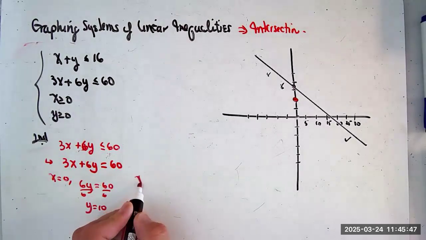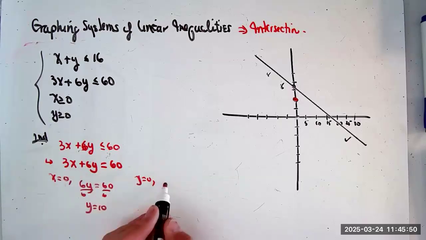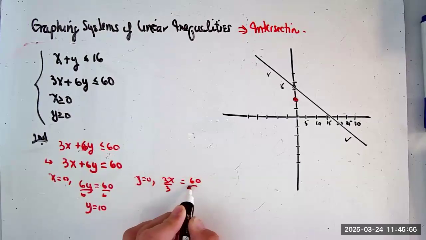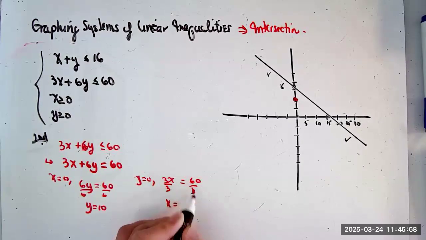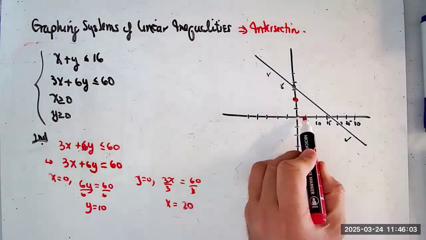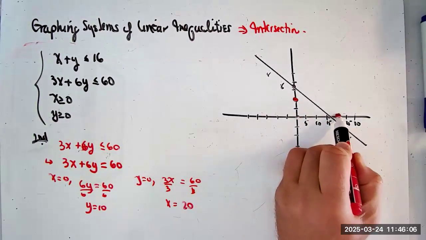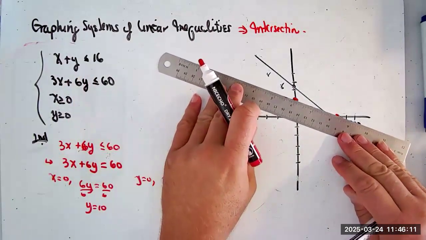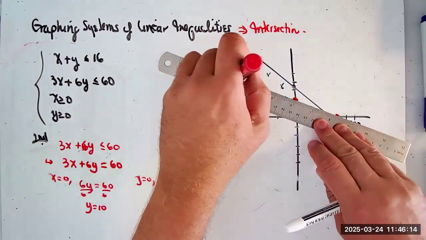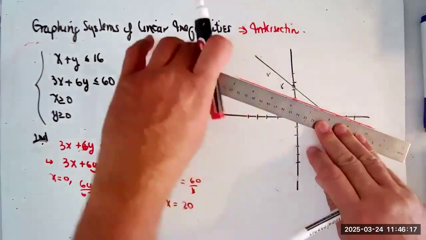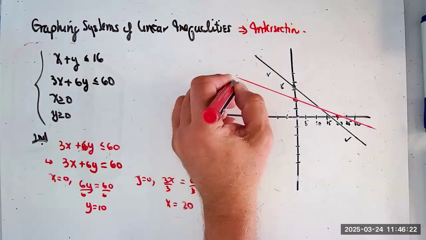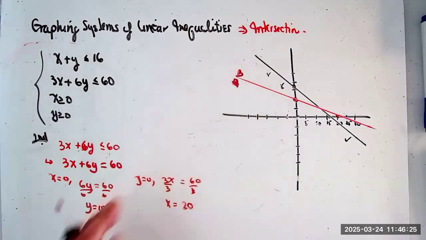And then when y equals 0, I have 3x plus 0 equals 60. If I divide by 3, x equals 60 over 3, that would be 20. I'm going to hit the x-axis at 20, right here. So my second boundary line will be a solid line going through these 2 points, which is something like this. Once again, I split the plane in 2, so let's call this side A and this side B.